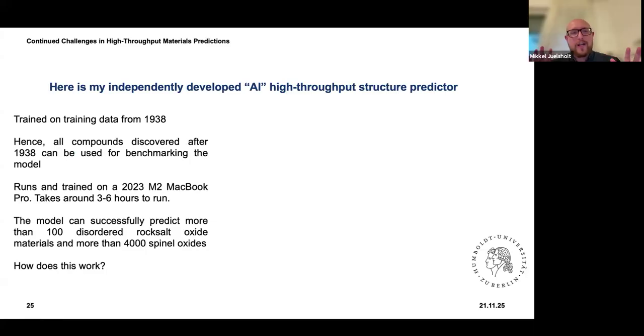Because people mention these numbers and say, oh, we're so good, that means our model is good. So I want to introduce you to an AI I have developed. It's not published yet. It's trained on training data from 1938, which means we can take all structures after 1938 to benchmark this model. It can be run locally on a 2003 MacBook Pro. It takes a couple of hours to run, so it's not very computationally heavy, and it can predict more than 4,000 structures. And so you might think, how can I do this?